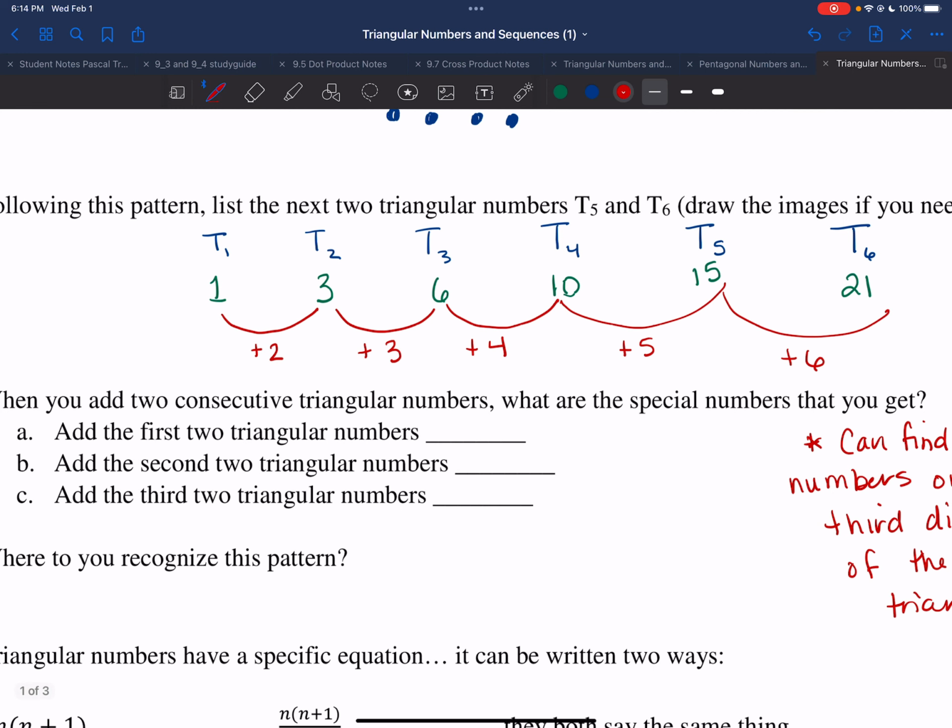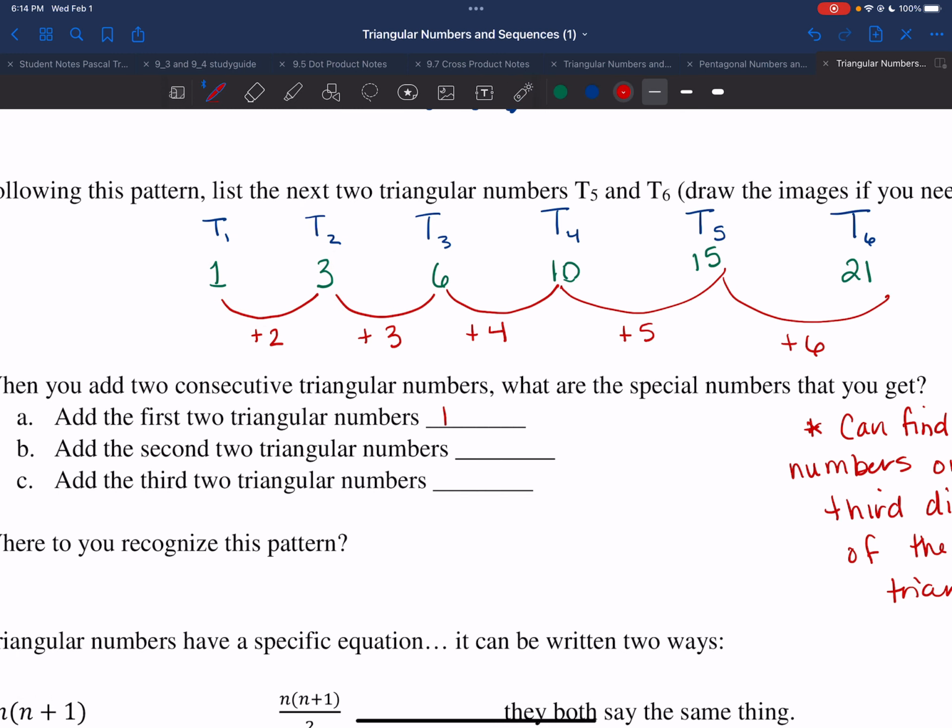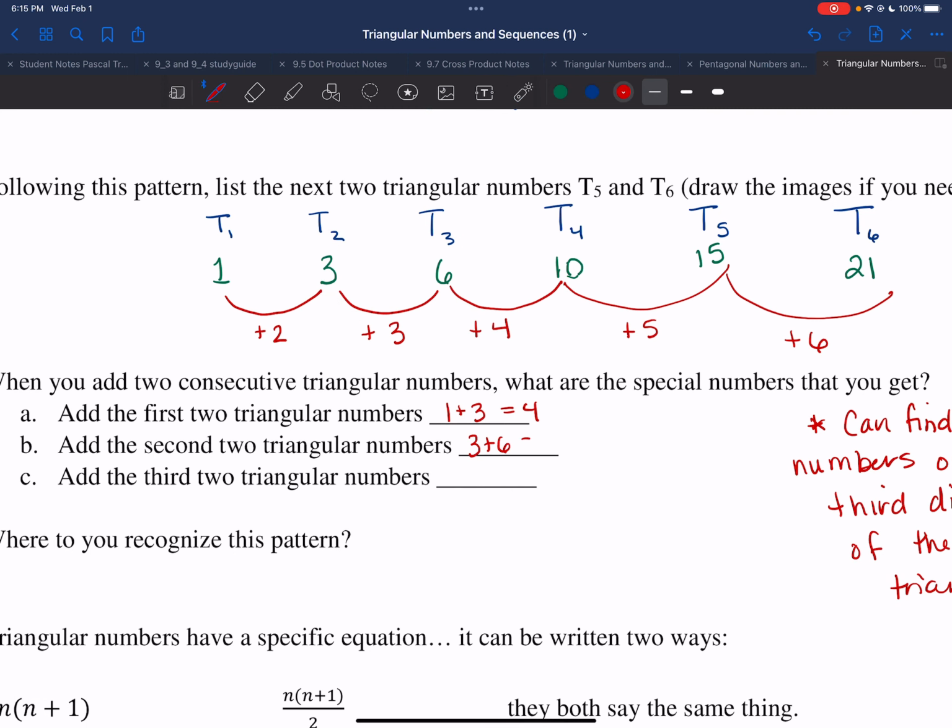When we talk about consecutive numbers, we're talking about numbers that are right next to each other. So as I'm looking at T1 and T2, if I add those two numbers together, 1 plus 3, I get 4. And if I take a look at the next two consecutive, T2 and T3, that would be 3 plus 6, and that equals 9.